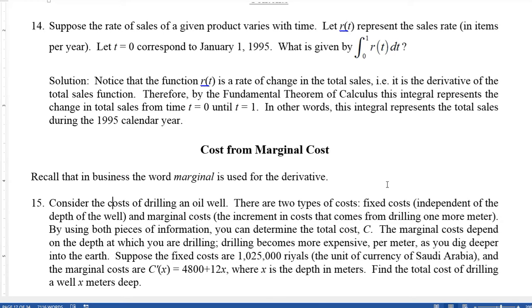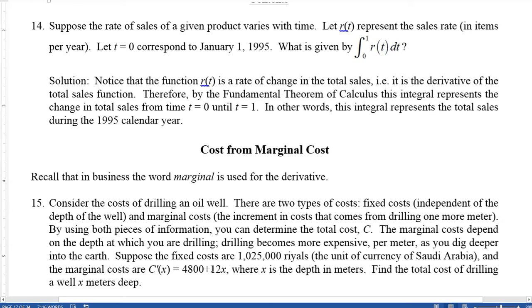Now let's suppose the fixed costs are 1,025,000 rials. That's the unit of currency in Saudi Arabia. And the marginal cost is C prime of x equals 4,800 plus 12x. Notice that C prime of x is an increasing function. And then of course C will also be an increasing function, where x represents the depth of the well in meters. So let's see if we can figure out the total cost function C of drilling a well that's x meters deep.